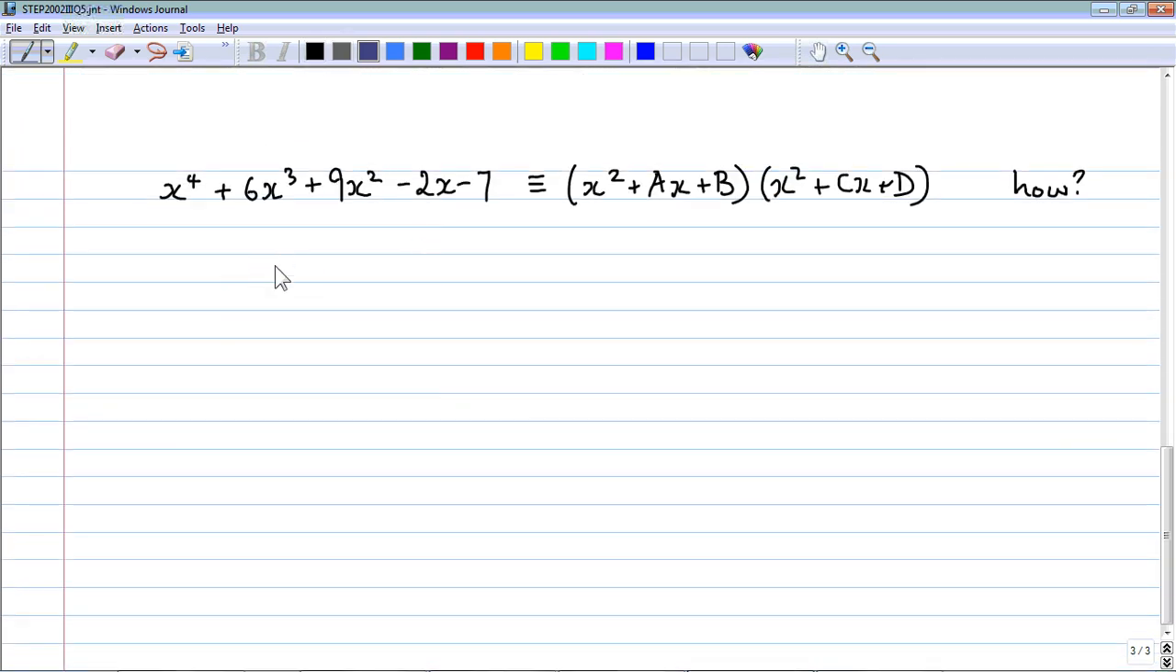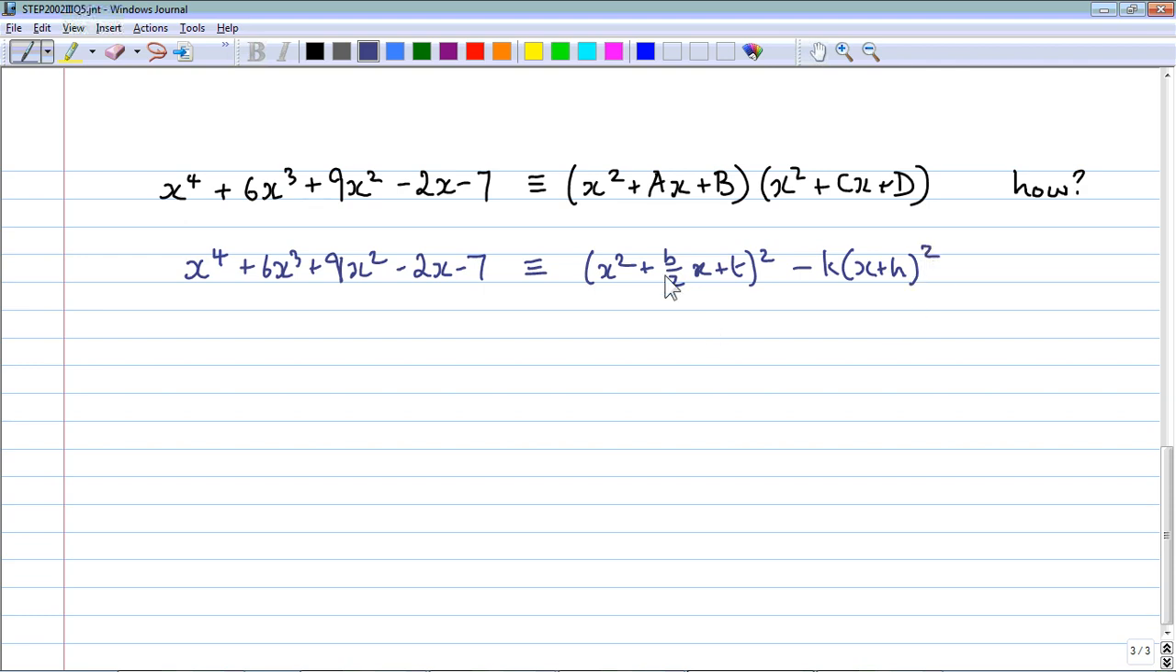What the second part of the question will allow us to do is to write something like x^4 + 6x^3 + 9x^2 - 2x - 7 is equal to, and again it's an identity, now which way around is it? Okay, (x^2 + (b/2)x + t)^2 - (kx + h)^2. It should be obvious that the way we can get from here to here is to use the difference of two squares.